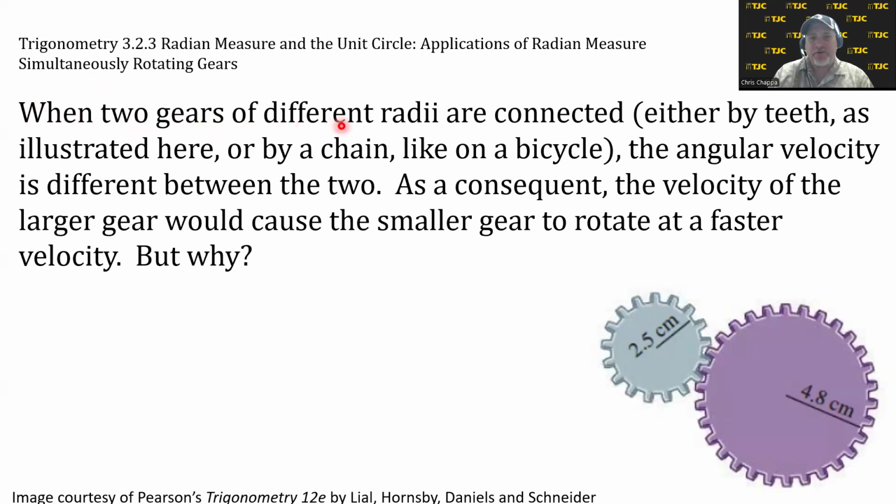When two gears of different radii are connected, either by teeth, as illustrated here, or by a chain like on a bicycle, the angular velocity, how fast it's rotating, is different between the two, assuming the gears are different sizes, which I implied here. As a consequence, the larger gear would cause the smaller gear to rotate at a faster velocity. But why?